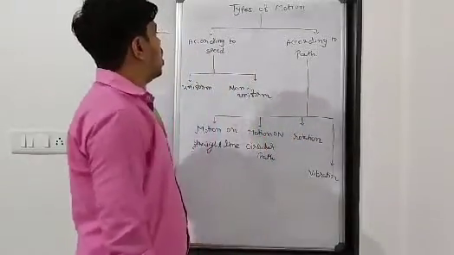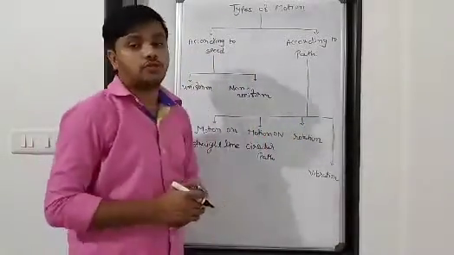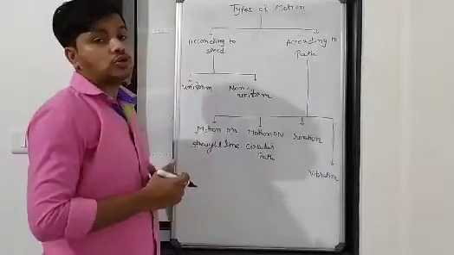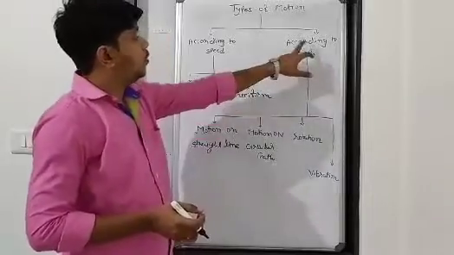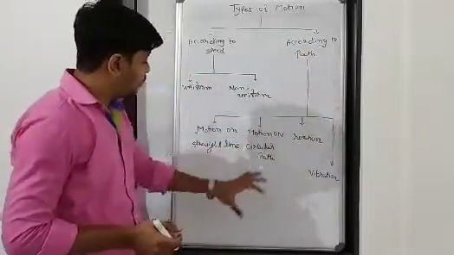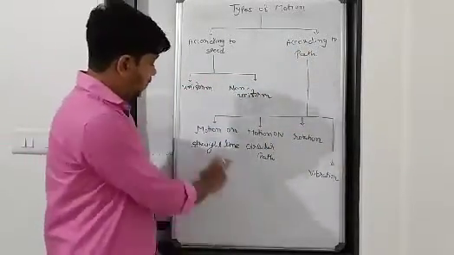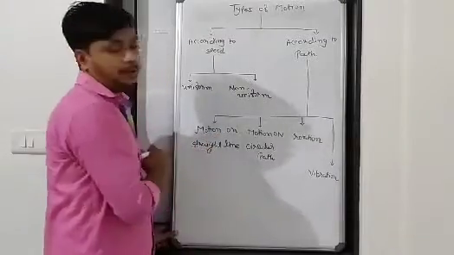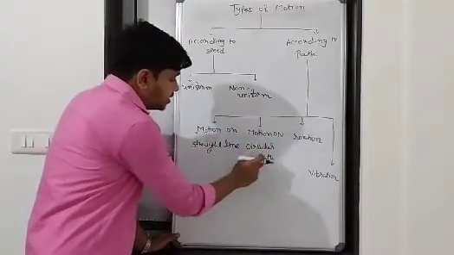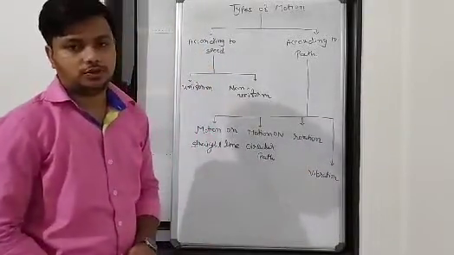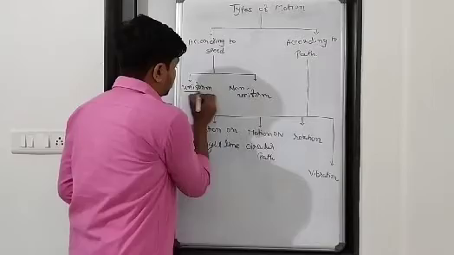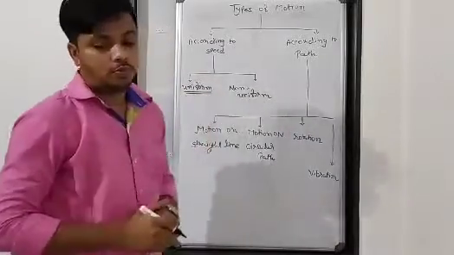So generally, according to speed, there are two types of motion: uniform motion and non-uniform motion. While according to path, there are four different types: motion on a straight line, motion on a circular path, rotation, and vibration. Okay. First of all, we will study the uniform motion.